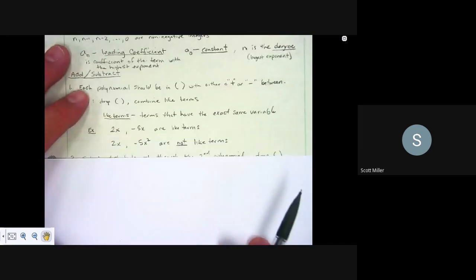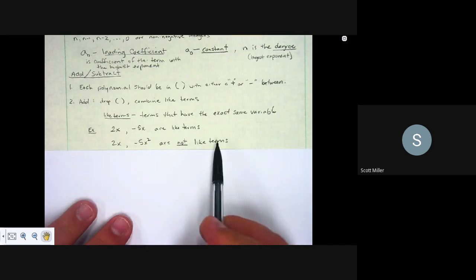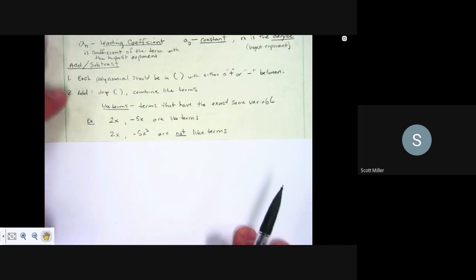But 2x and negative 5x squared are not like terms because even though they both have an x, this is an x to the 1, this is an x squared. Those are not exactly the same, so these are not like terms. You cannot combine those. You can only combine them if they have the exact same variable. Okay, so that's what like terms are. So if I'm adding, that's what I would do.